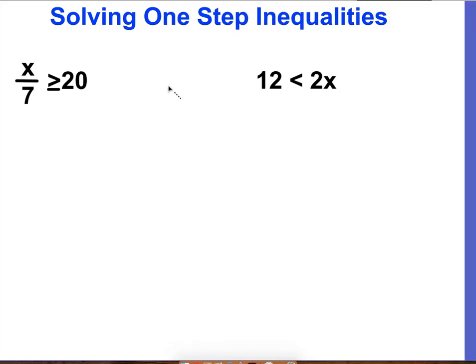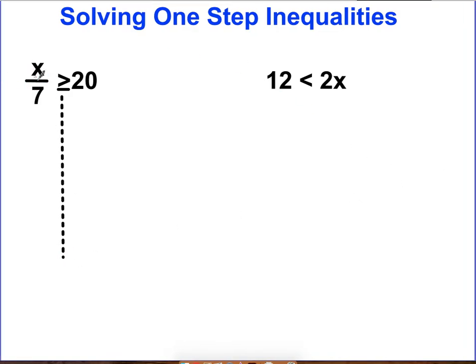So we have x divided by 7, or x over 7, is greater than or equal to 20. Let's draw a line down the inequality sign, and let's look for an inverse operation. So x divided by 7, opposite would be times 7. You can write times below or on the side. I'm going to write it on the side here. Either way would be a correct way to show work, so you get to choose.